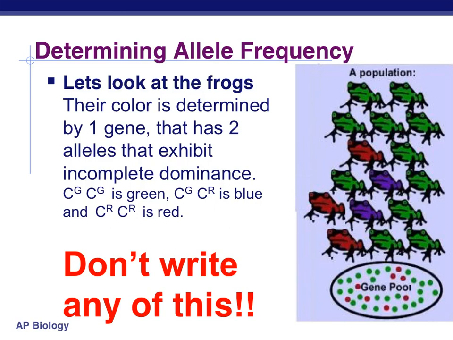Hopefully you remember this from your freshman days, but just to give you a refresher, with incomplete dominance, your heterozygote is a completely different color from mom or dad. So this version of the gene codes for green, whereas this version codes for red, and this one codes for blue. So at this stage, we're not really writing any of this down. We're just kind of discussing and talking about it.